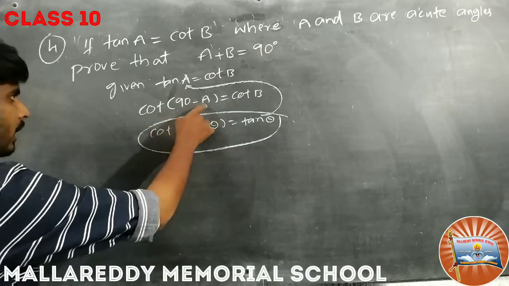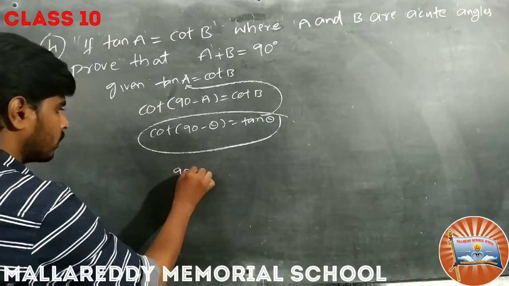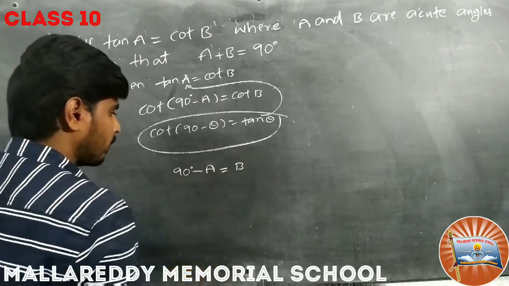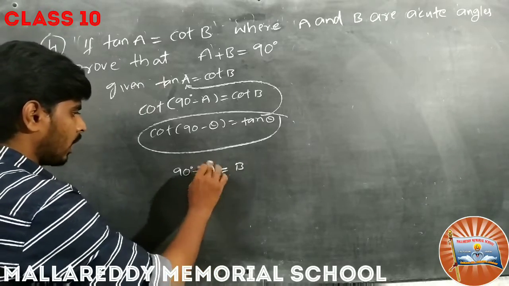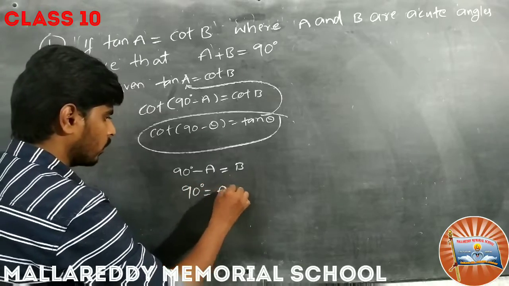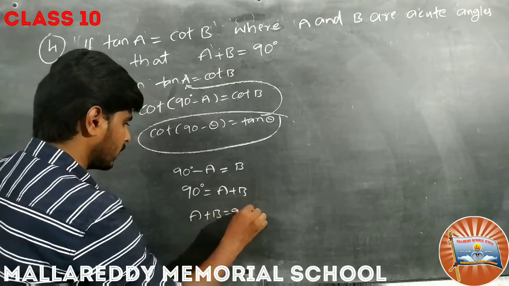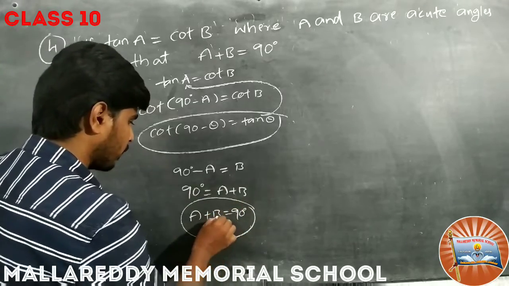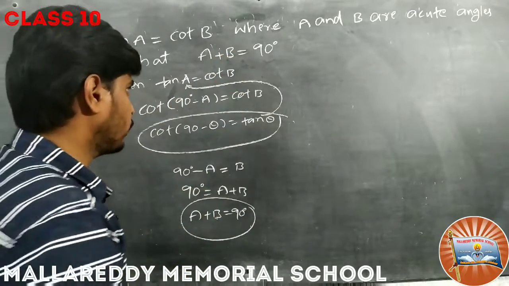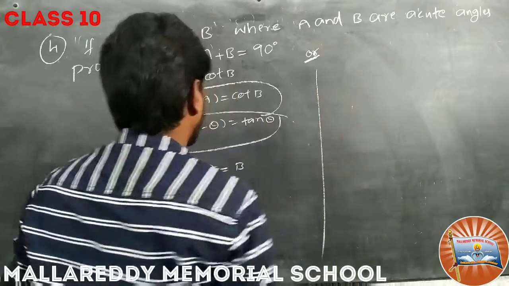So cot(90 minus A) equals cot B. Both the sides I am removing cot. So it becomes 90 minus A is equal to B. Next, transpose this minus A to the RHS side. 90 degrees is equal to A plus B, and we can write A plus B equals 90 degrees. This is our required result. Okay, so A plus B equals 90 degrees we got. This is about the proof, and we can solve this in another way also.